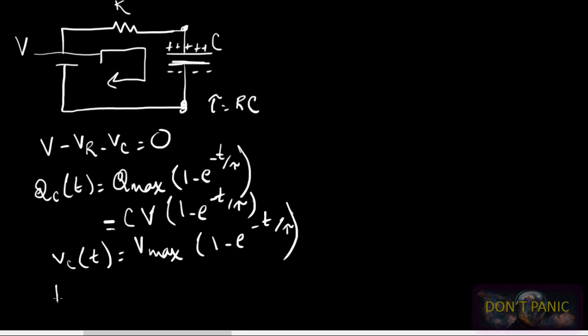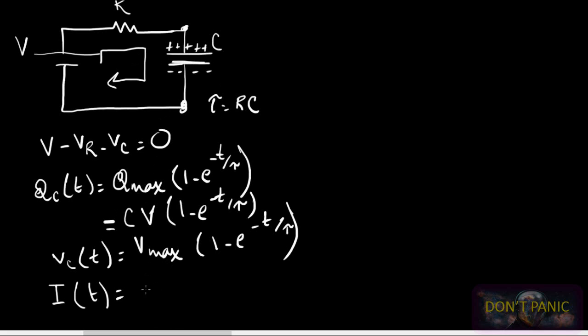What about the current? It doesn't make sense to ask what is the current in the capacitor, because the current in this whole circuit is the same everywhere. So we're going to ask what is the current as a function of time in this circuit. What is happening to the current? In the beginning the capacitor is not charged, so there's a lot of current. And then as the capacitor is charged, the current goes down until eventually there's no current.